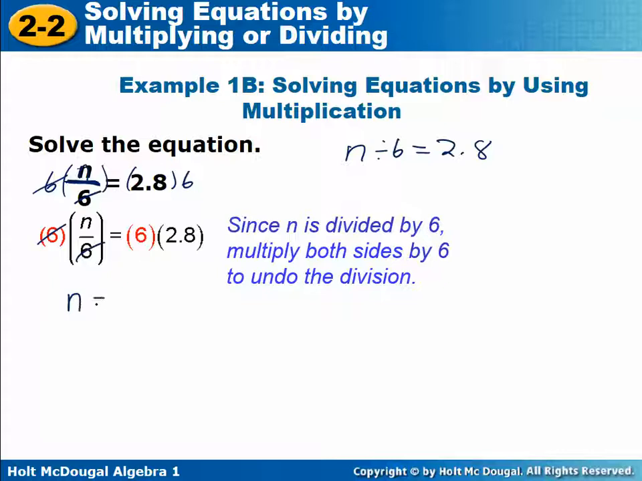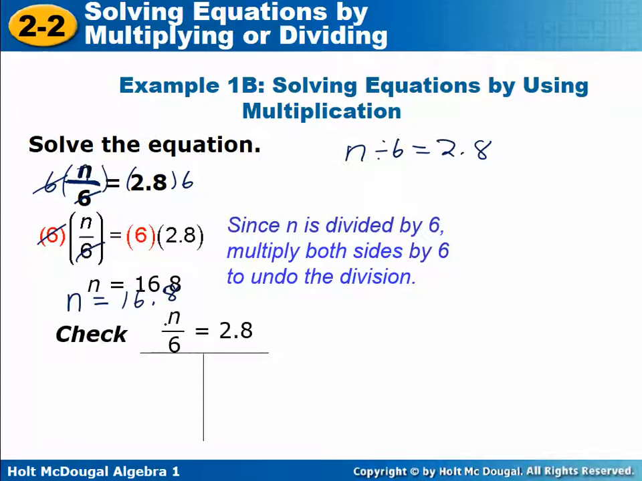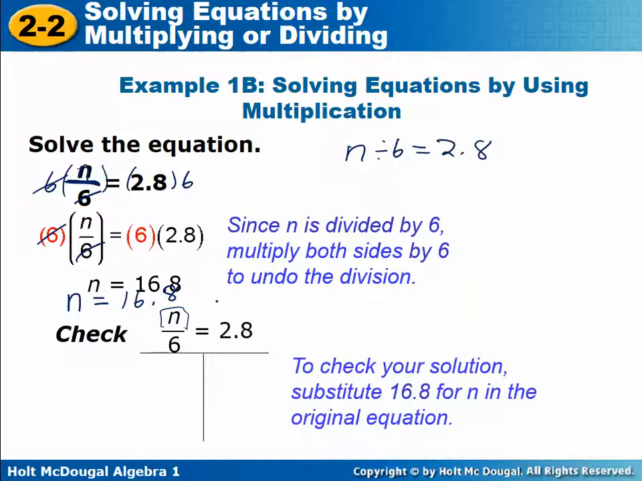And this would be n equals, and then you get your calculator out, and 2.8 times 6 is equal to 16.8. So we have our value of n, and then you check it by putting that back in up here and taking 16.8, and you just divide that by 6, and it is indeed 2.8.